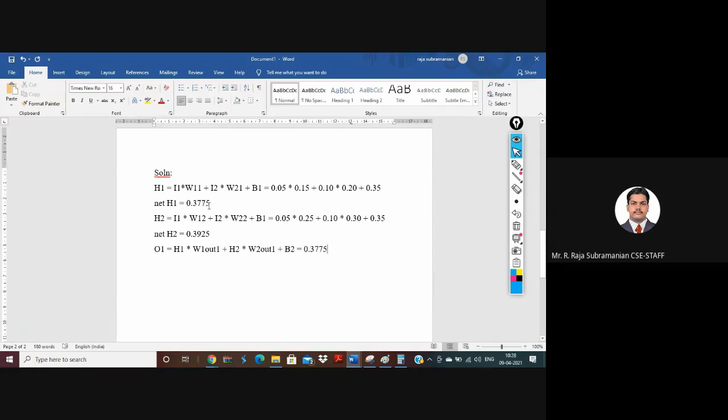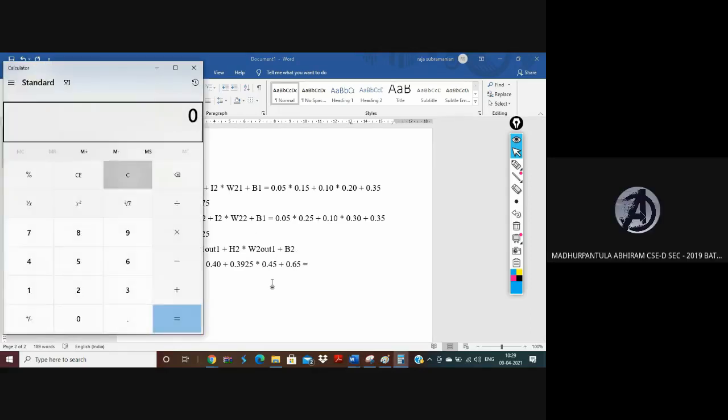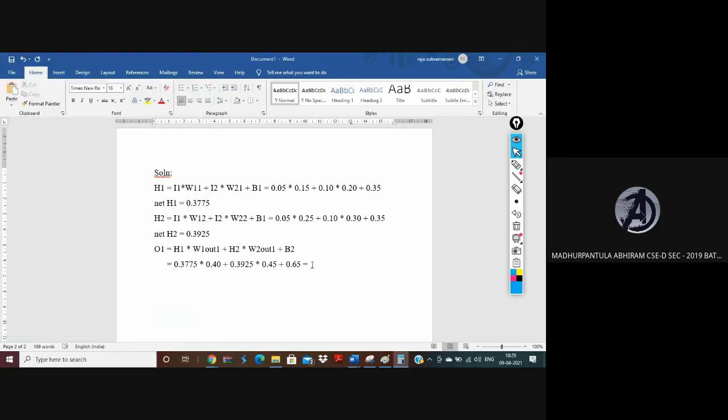I'm taking this net H1 value into 0.40, plus 0.37. What is the H2 value? 0.3925 into 0.45, plus 0.65 bias. So the bias is also obtained. Now we'll be using these values to calculate the total. So what will be the total now? 0.977625.